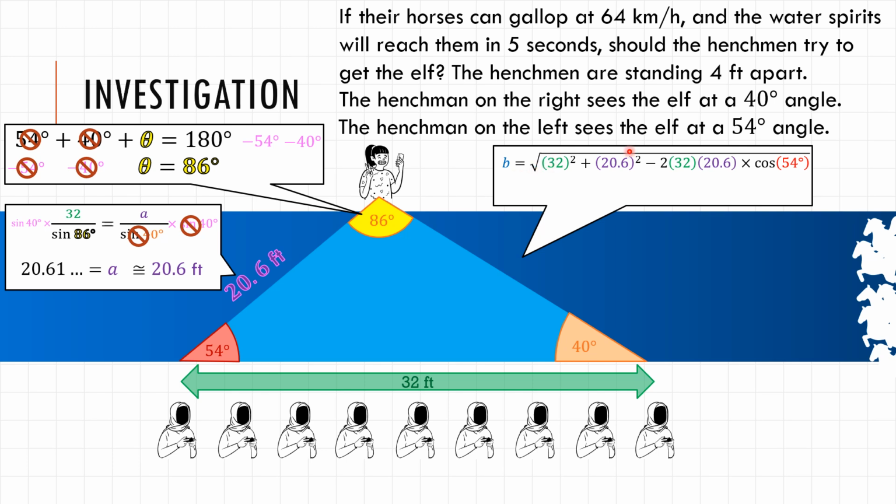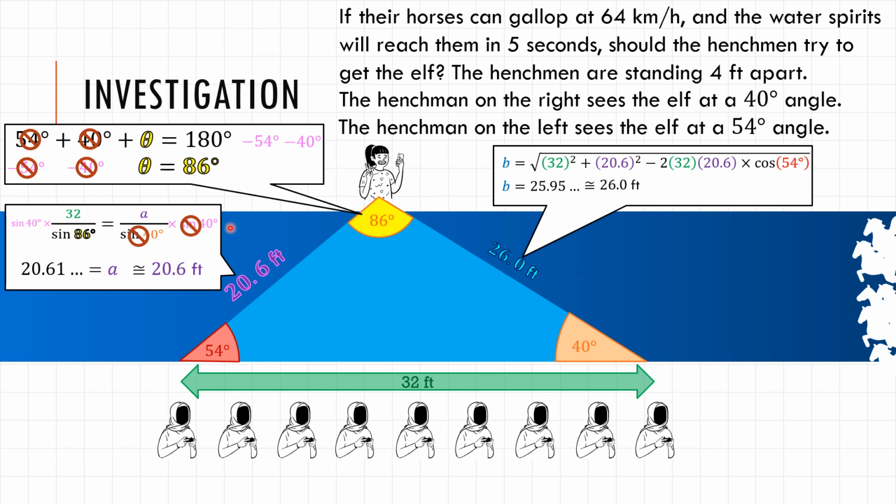This is equal to the square root of all of this, right? 32 feet, 20.6 feet, and 54 degrees are my inputs to the cosine law. And that tells me that this length is about 25.95 feet, which I'm going to round up to 26.0. And there you have it. I found the distances here.